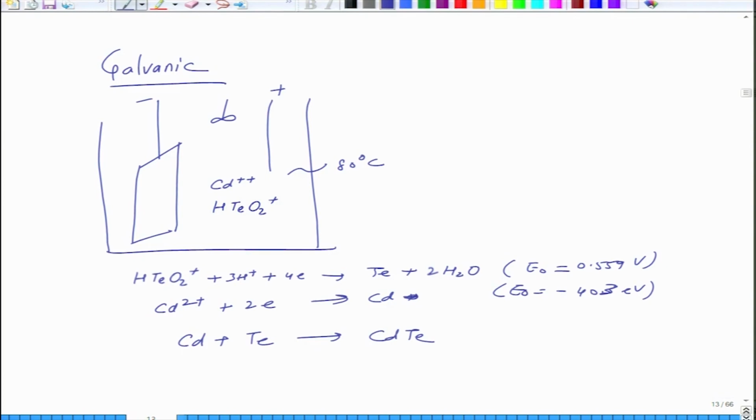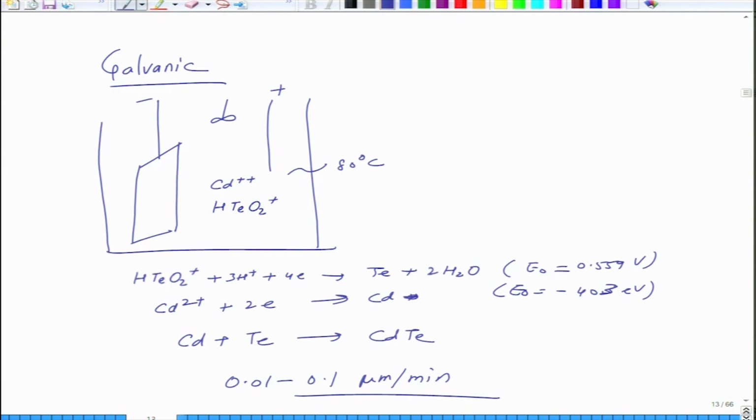You will have to keep stirring this solution, and this gives you a deposition rate of 0.01 to 0.1 micron per minute. So it's a cheap process. You can do it in air, and then you will have to anneal these films. Similarly, you can do MOCVD and other chemical processes, which I am not going to go into details of. Okay.